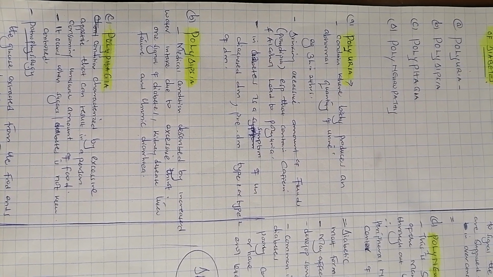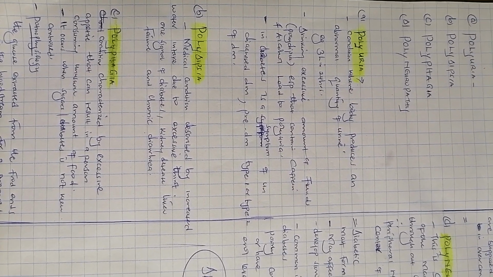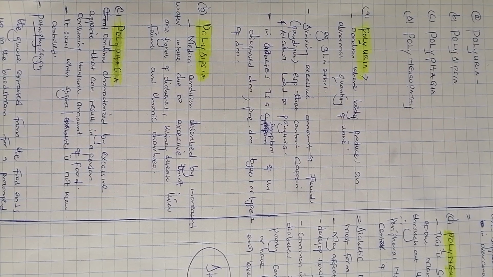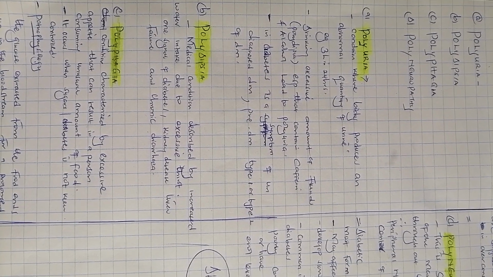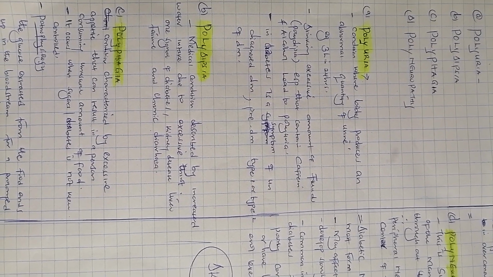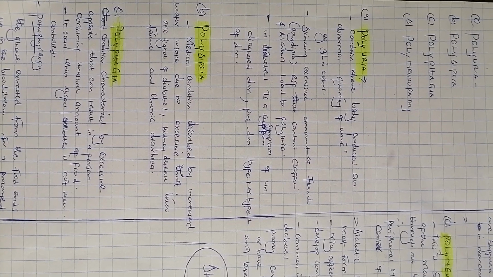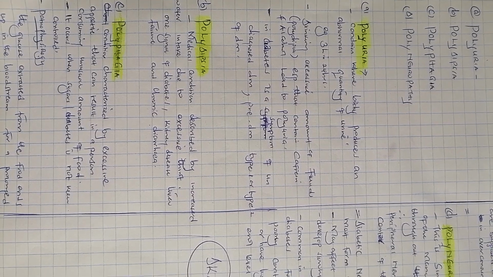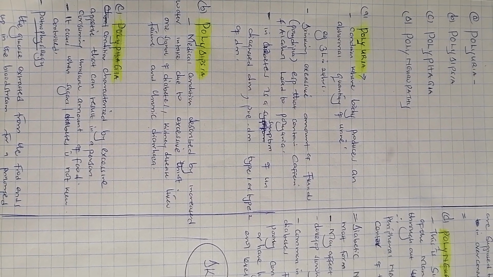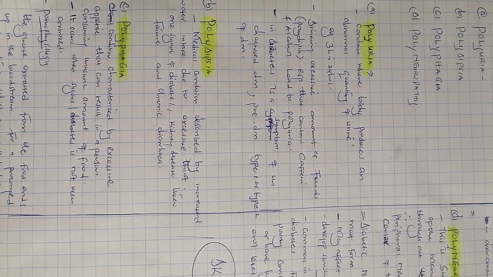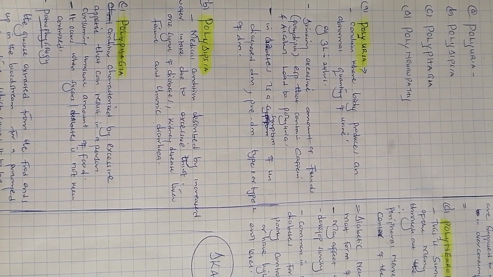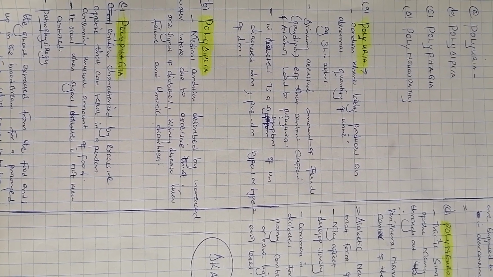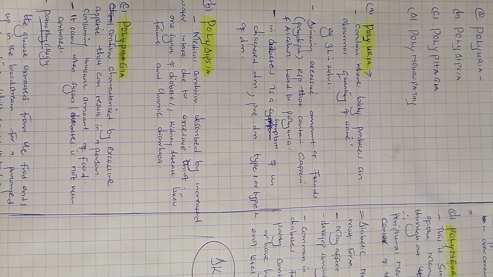Number 2, or the second P, is polydipsia. This is a condition described by excessive water intake due to excessive thirst. It's one of the signals of diabetes, kidney disease, liver failure, and chronic diarrhea.